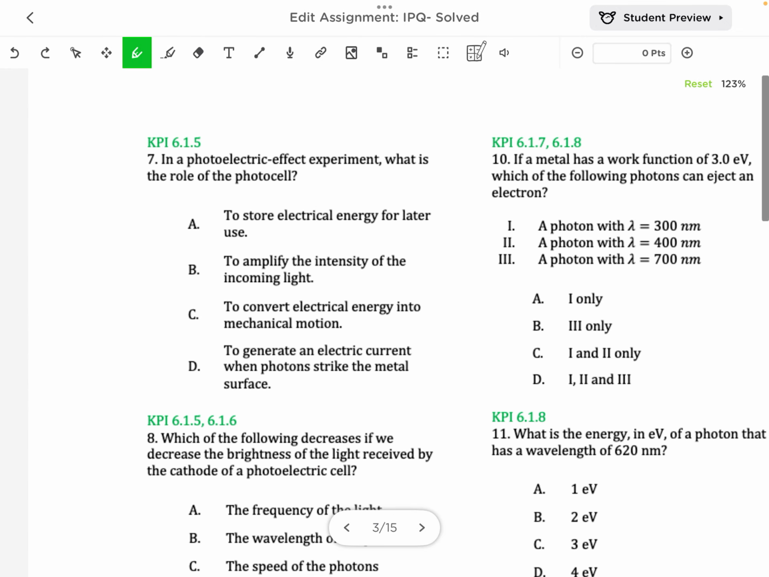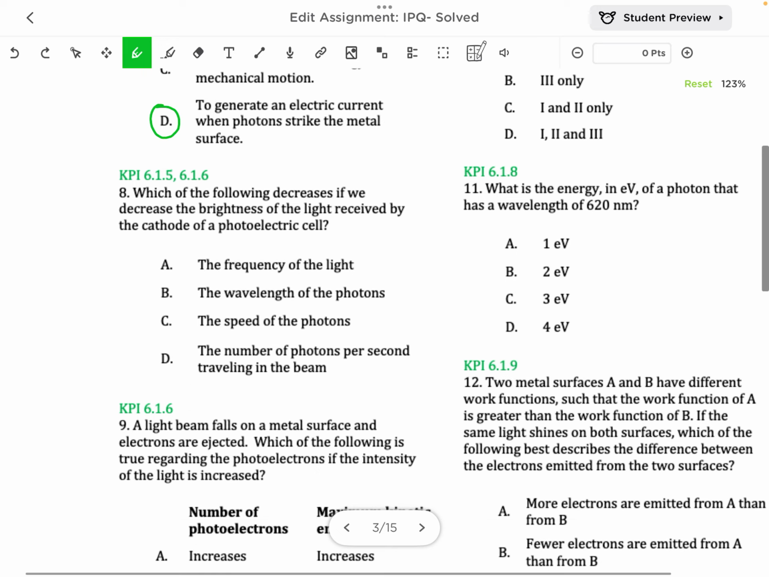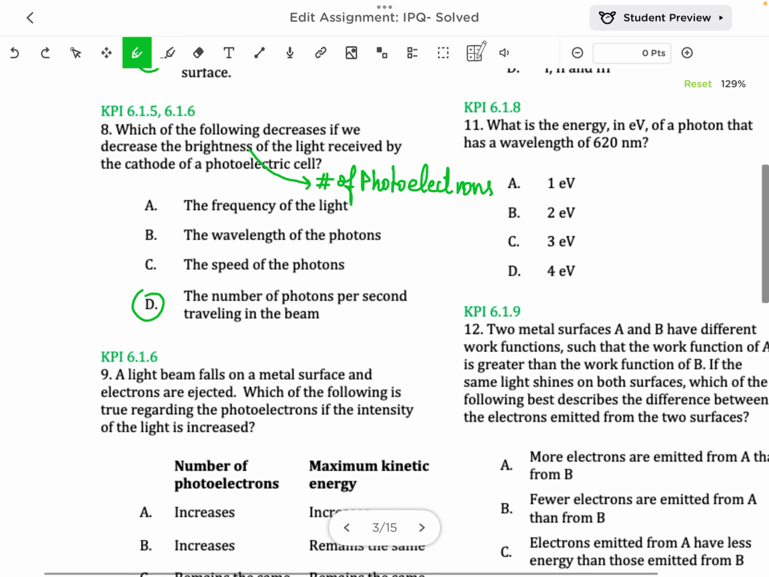In a photoelectric experiment, what is the role of the photocell? The role of the photocell is to generate an electric current when the photons strike the metal surface. So the whole point is to generate an electric current. Which of the following decreases if we decrease the brightness? The brightness has to do with the number of photoelectrons, so the number of photoelectrons per second traveling in the beam.